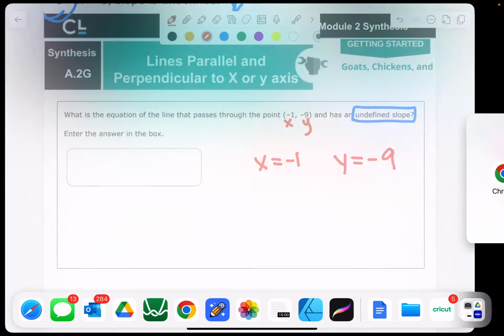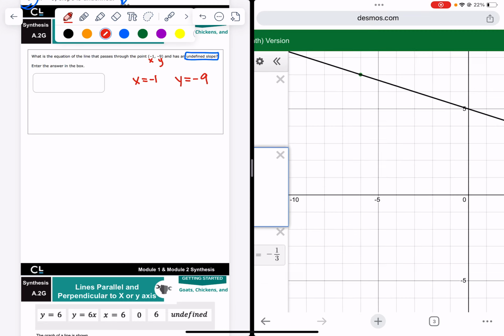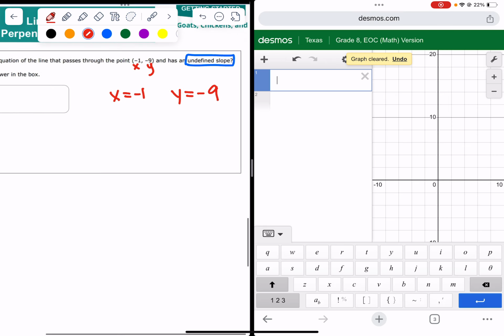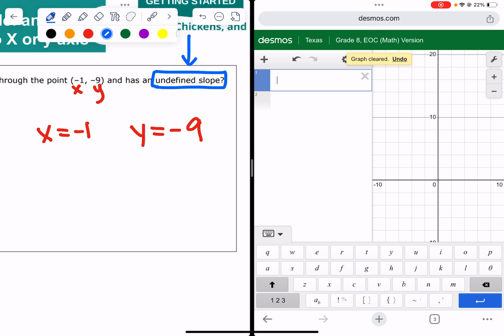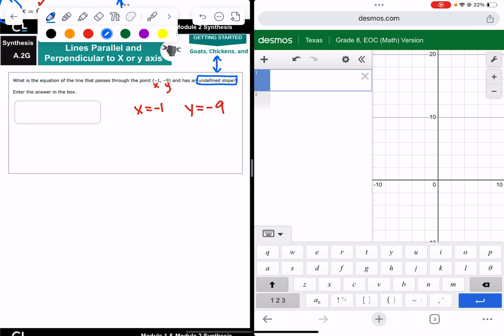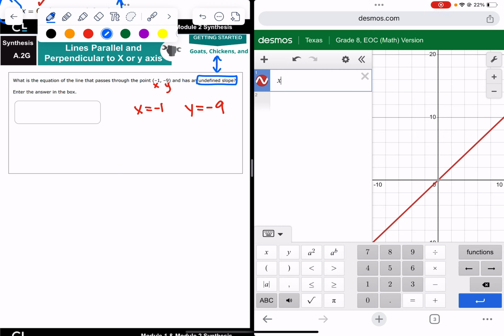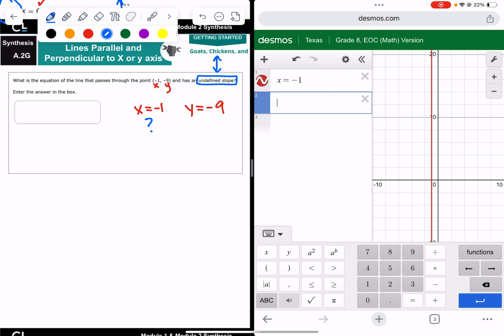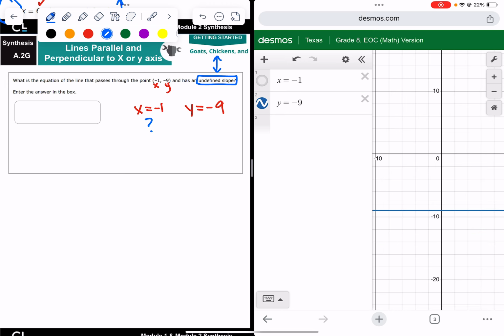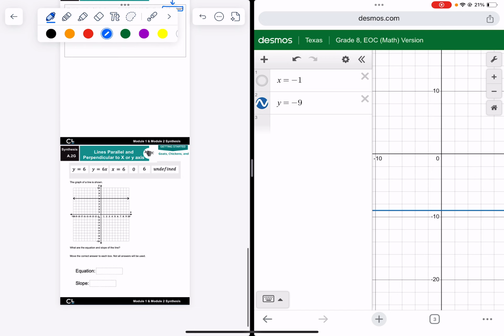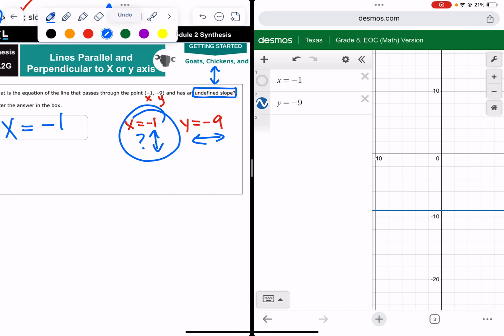So we are going to go to Desmos, and we're going to put both options in. And remember, undefined slope is the one that goes up and down. So we're going to put x equals -1. This one goes up and down, so this may be my answer. Let's try the other one. Y equals -9. This one goes left and right. So this one goes up and down. This one goes left and right. So my answer would be x equals -1. That's my answer. Because I'm looking for undefined slope up and down.